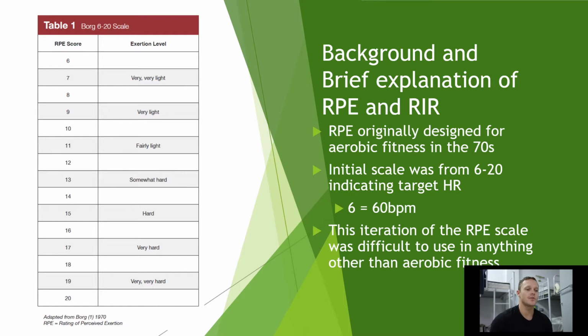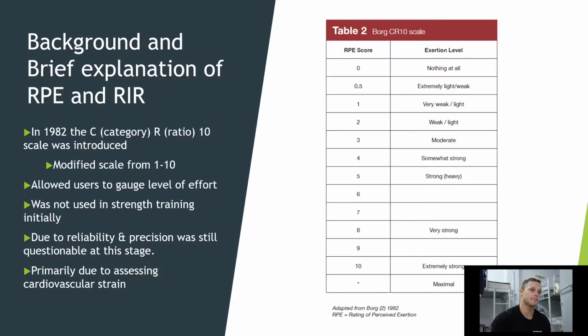Okay, this was more dedicated to aerobic fitness than anything else, and it hadn't really been developed or thought of for anything other than running, so to speak, or even maybe cycling to some extent. Moving forward, in '82 we saw the development of the category ratio scale. This is that modified scale from 0 to 10, which is much more commonly seen today, or an abbreviation of this. Okay, this allowed a more universal gauging of effort, and it still wasn't used in strength training.